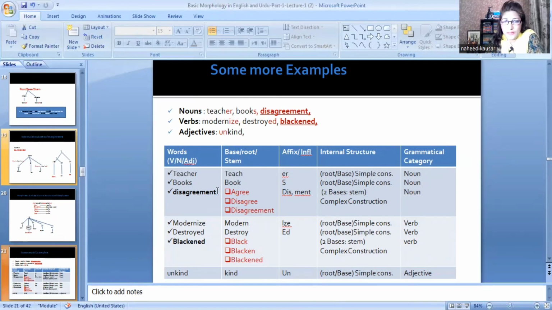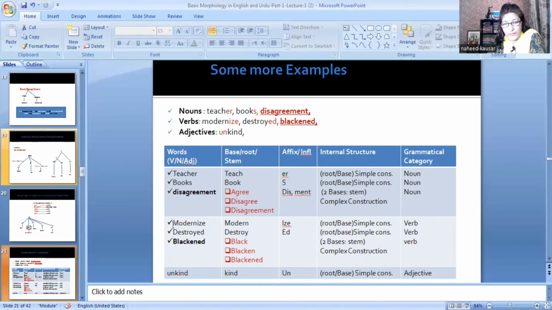And in the word disagreement, you see that there are words like agree, which is the root word. And then we make the word disagree from it by adding the prefix to it. And after this, we put meant at the end. For meant, disagree is the base, right? And for disagree, the base or the root is agree. So here you can see that there are complex constructions in this single word.